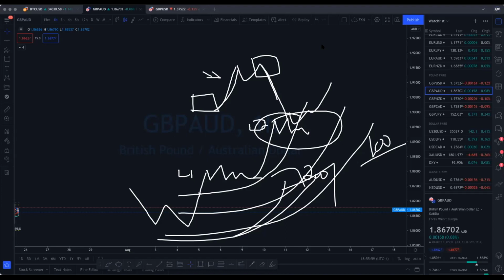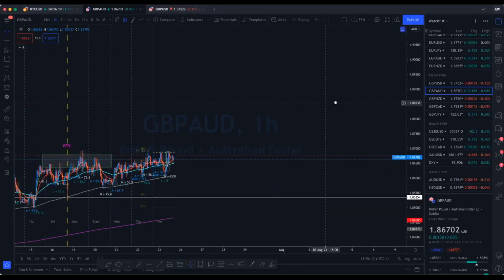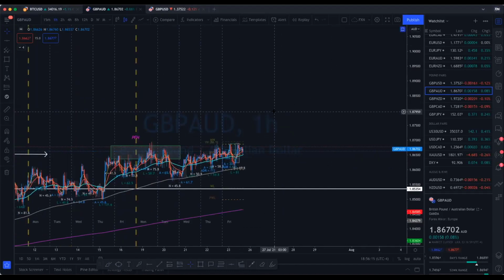So ADR, again, is just the average price movement of whatever pair you're trading per day. If you like to use a website or something like that, you can use the investing.com website. They actually publish it for that also.